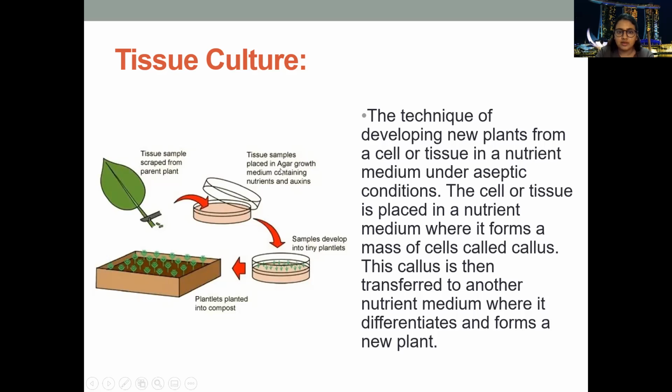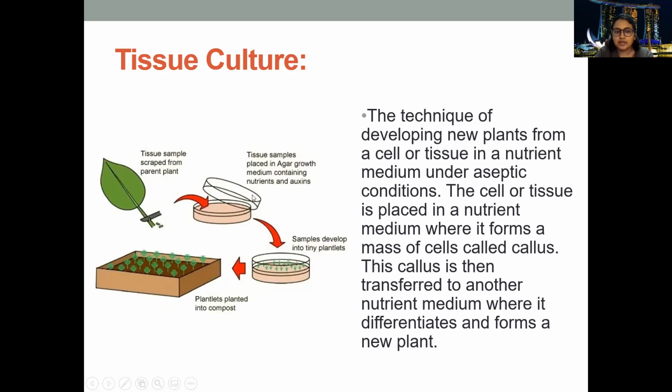Agar is a nutrient medium which is widely used. Agar growth medium contains nutrients and auxins. You know auxin is a plant hormone which helps in growth, right? It is a plant growth hormone. So the hormone auxin is also put here.